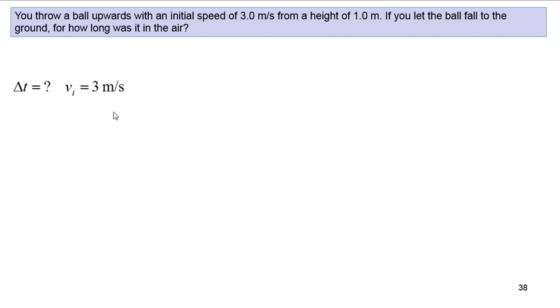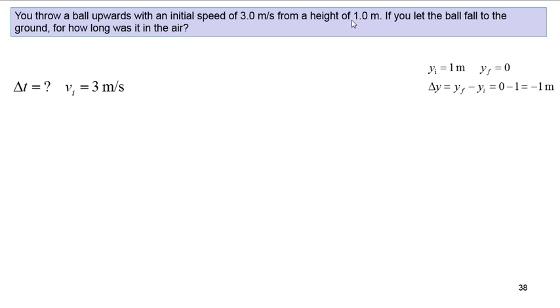Now, I need to know the value of 2 other kinematic variables before I can choose my equation. Because remember, every equation has 4 variables in it. And if you know the value of 3 of them, you just have one unknown value in your equation. You'll be able to solve for it. So what else do we know about this? Well, we know that it was thrown from a height of 1 meter and it falls to the ground. So that's going to be useful. And we also know that it's in free fall, so we know what the acceleration will be.